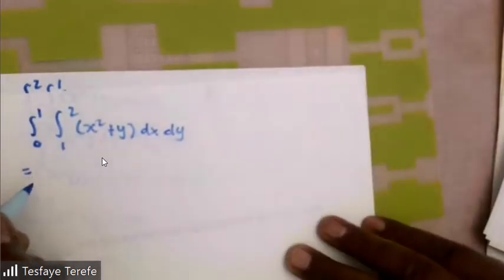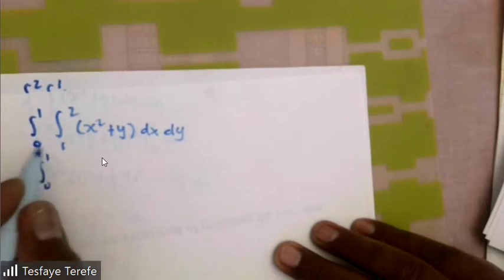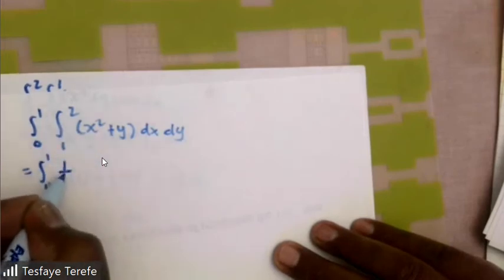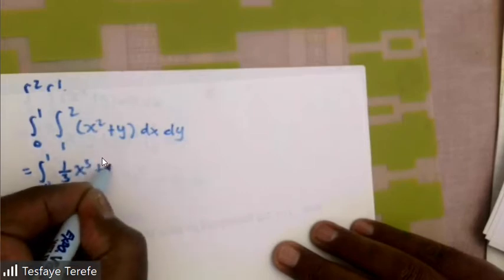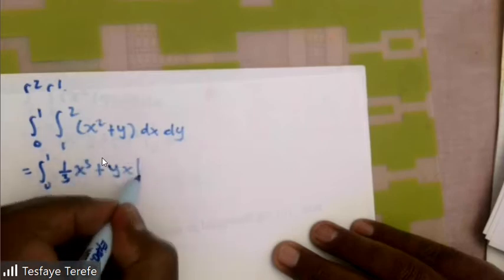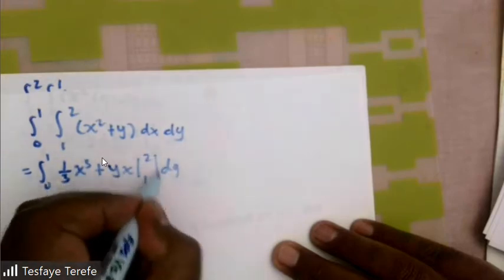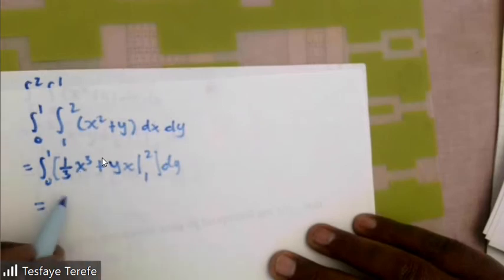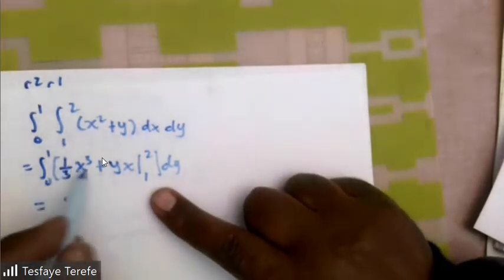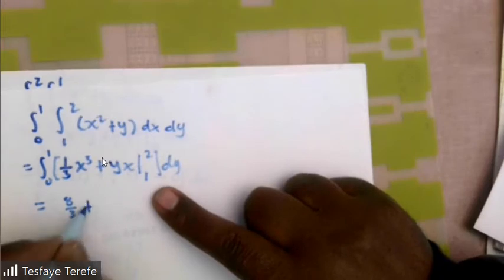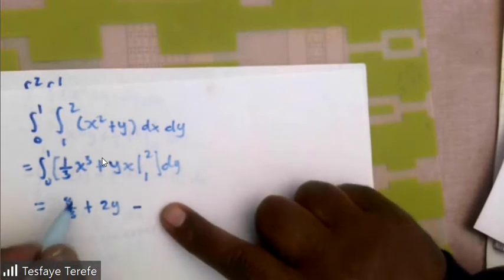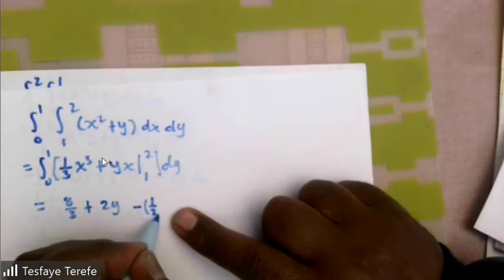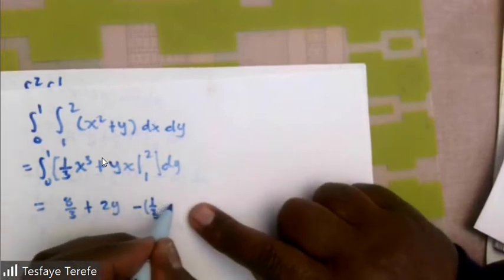So this integral is going to be what? Integral from 0 to 1. And now we are going to integrate with respect to x, 1/3 x cubed plus y times x, evaluated from 1 up to 2, and I have dy. And then now, what is really happening? Well, this is 8 over 3 when I put x equals 2, plus 2y, and then minus 1 over 3, minus y, plus y.